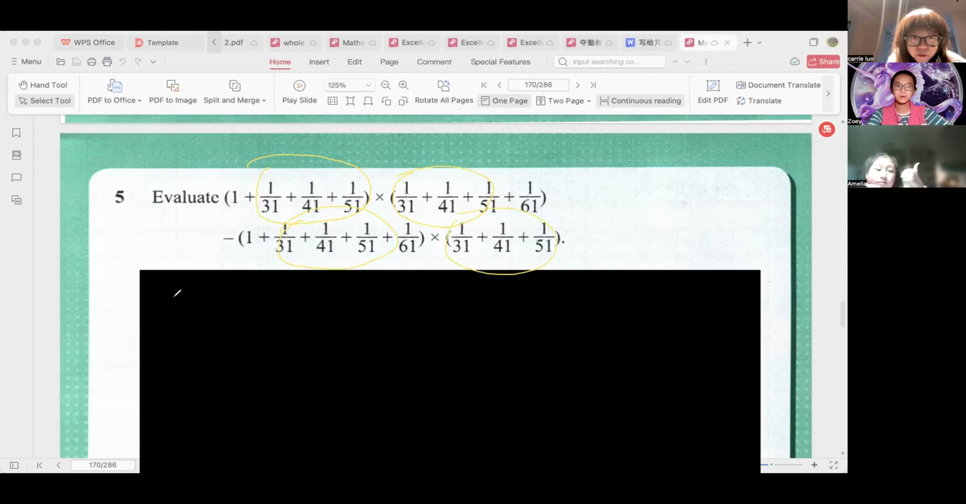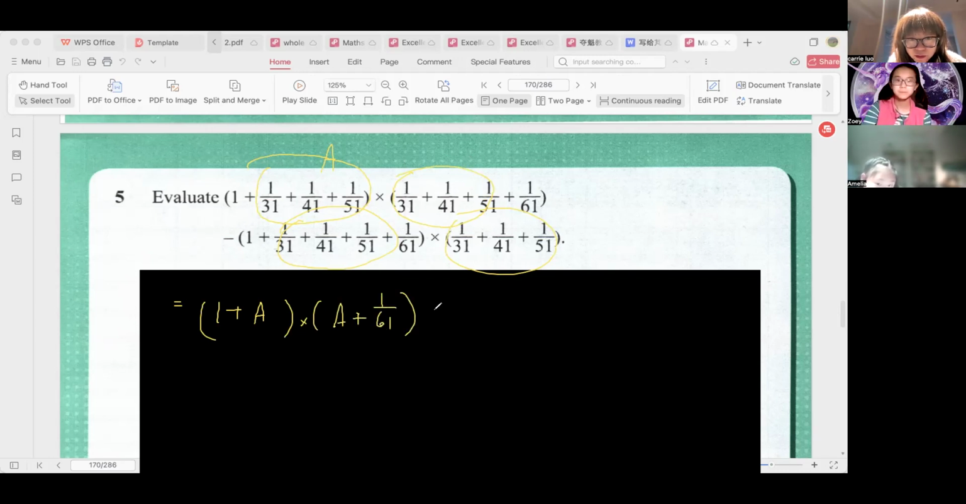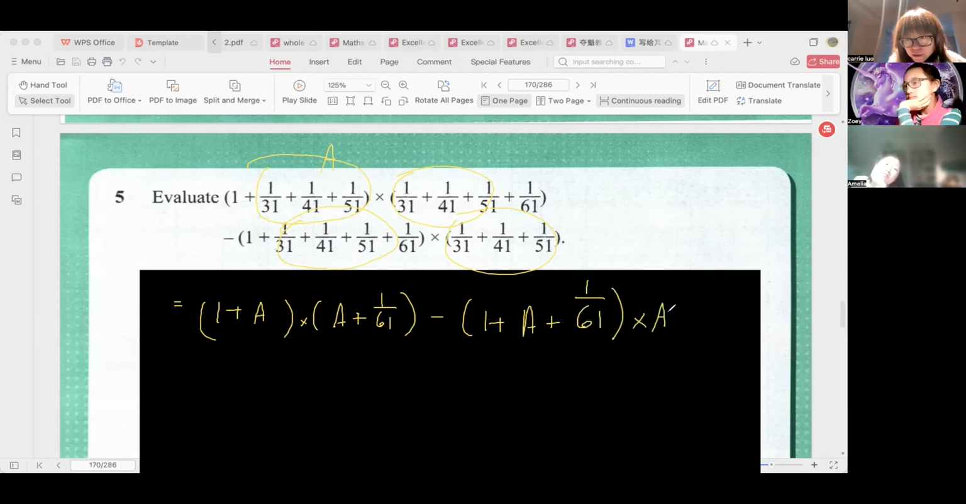Okay, so if I name this one as A, it equals 1 plus A times A plus 1 over 61 minus 1 plus A plus 1 over 61 times A. I'm going to stop here.